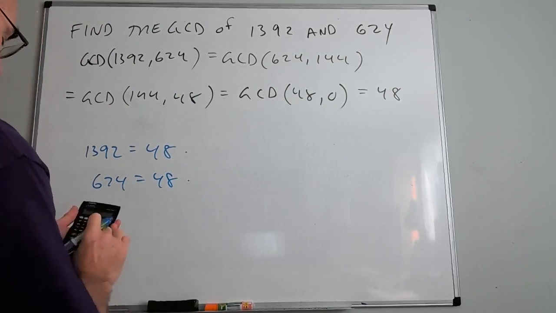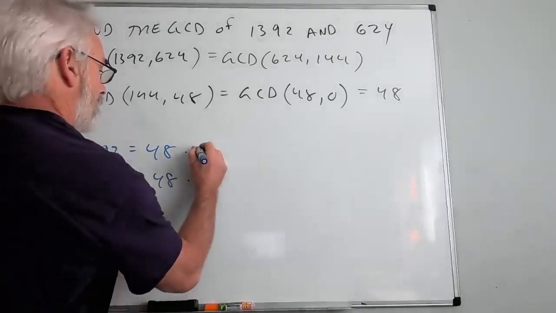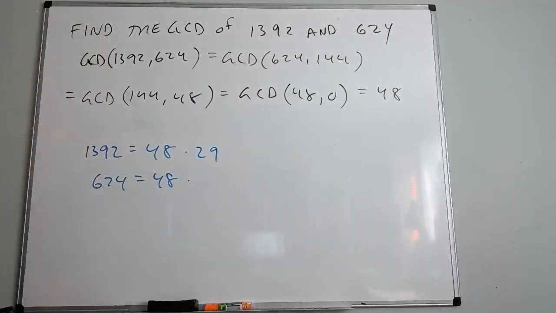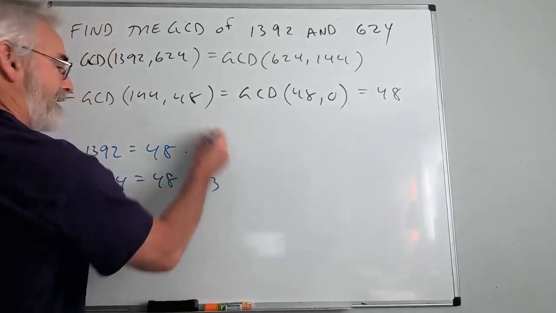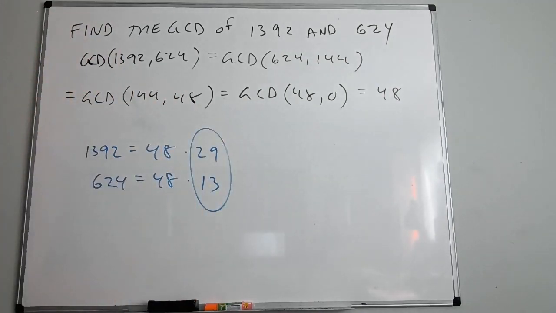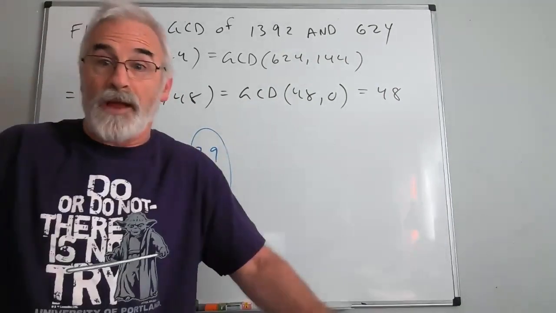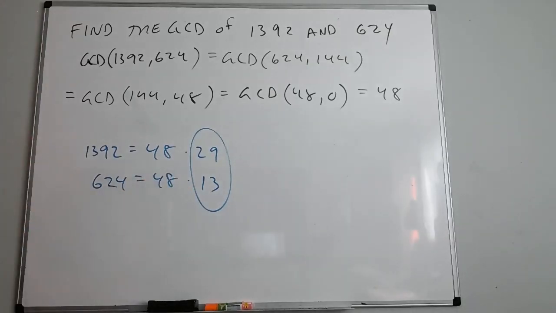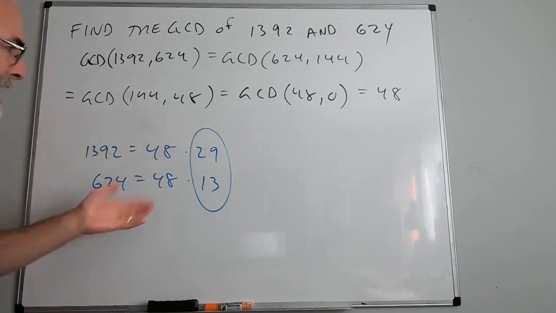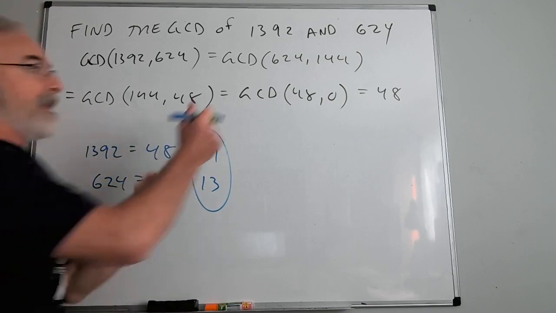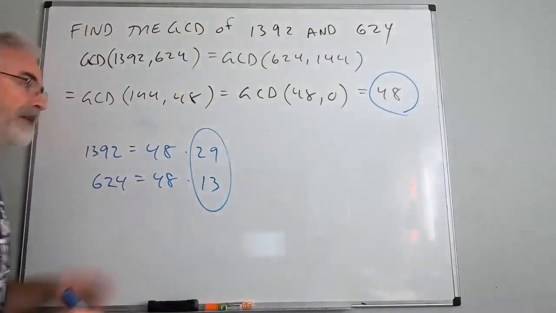So 1392 is 48 times 29, and 624 is 48 times 13. And what's even better is 29 and 13, I recognize they're both prime numbers. So I did it perfectly. If I said, factor this with the GCD, that would be the correct way of doing it. This is the simplest check. This is the answer. This is the check.